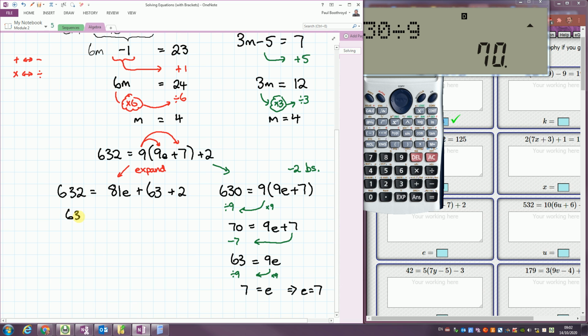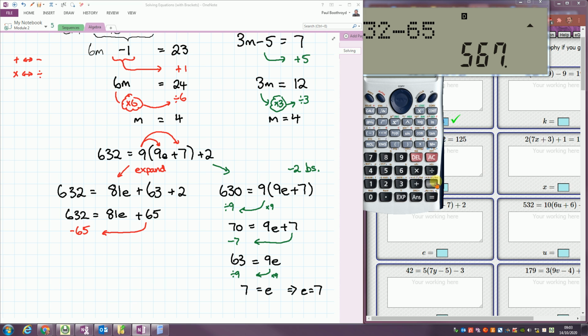Collect the like terms, so 632 is equal to 9e plus 65. And now I subtract 65 from both sides. I'm going to use the calculator for it. 632 minus 65 is 567. This is why this technique is sometimes less clear. You can get really horrible numbers. So we've got 567 and 9. I'm going to divide both by 9.